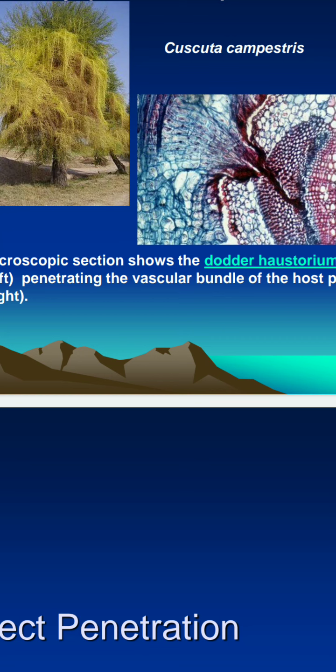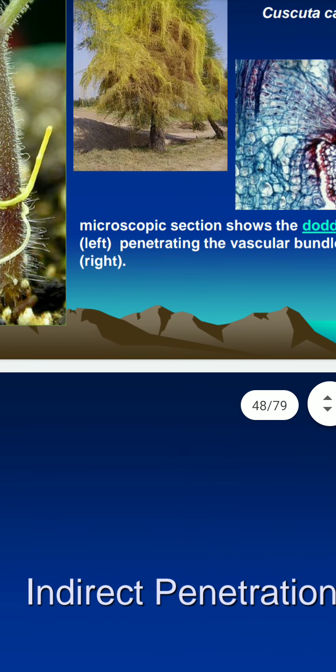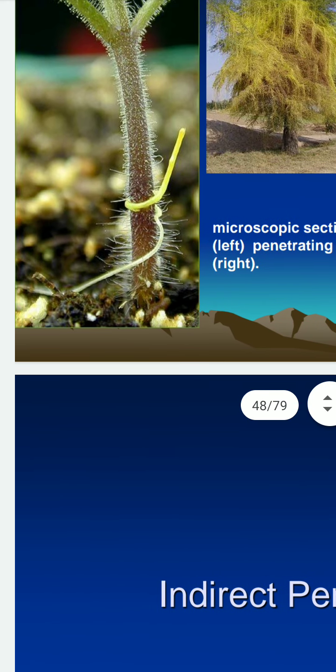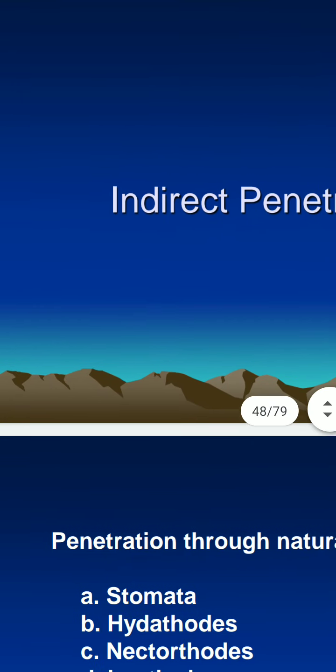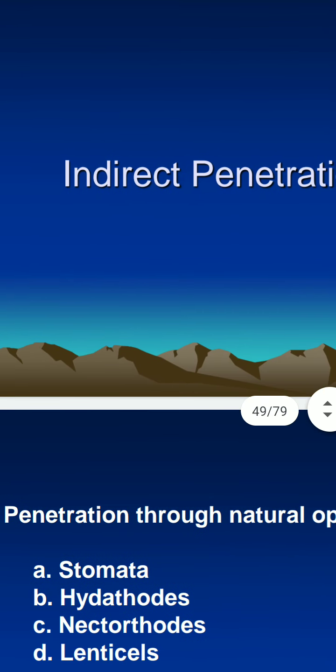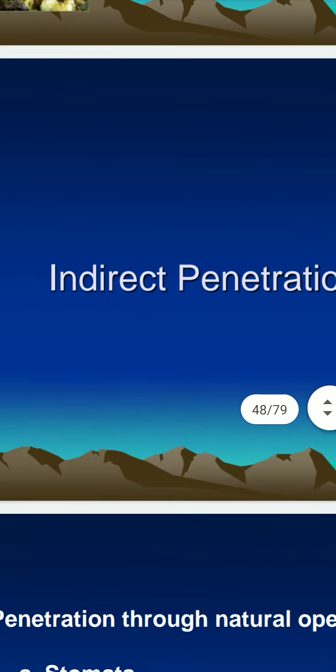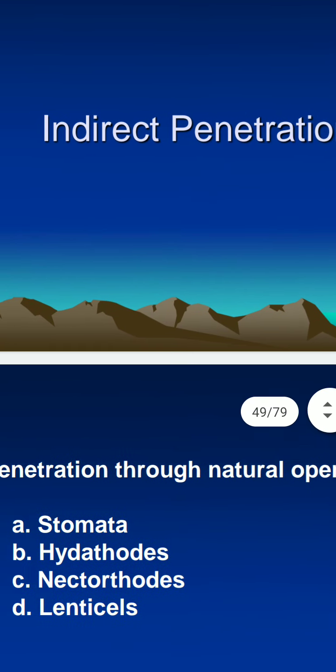It enters the host directly and makes it diseased. This is the diagram of how it is overlapping its host. These are some direct penetration methods. Now we will study indirect penetration methods.